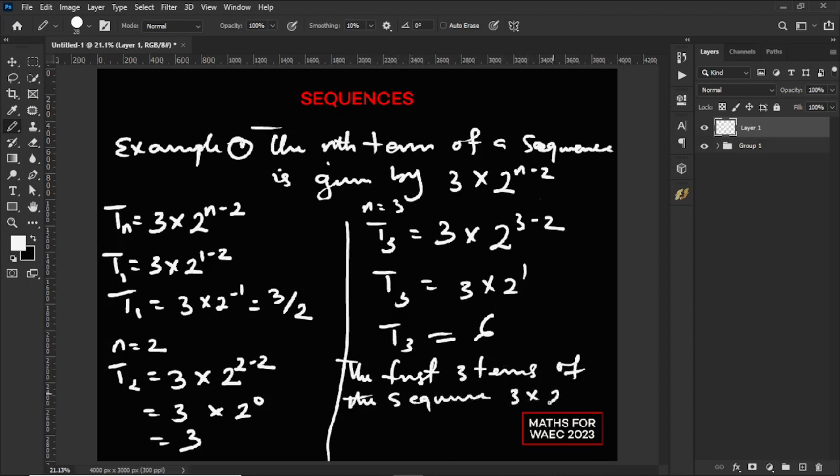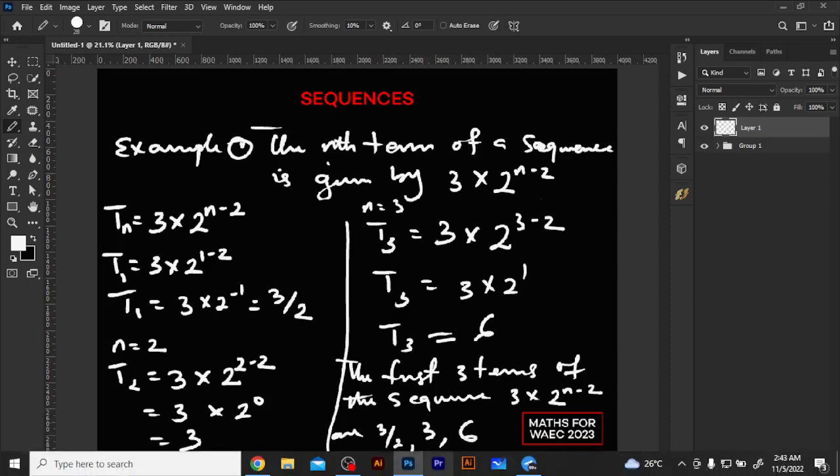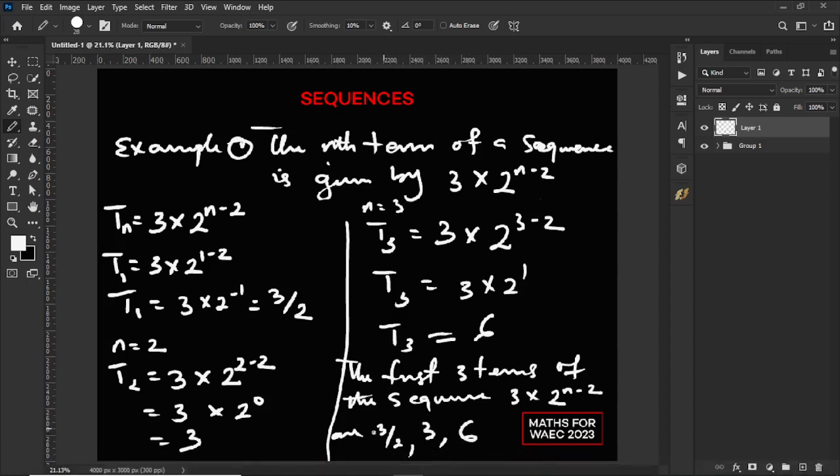3 times 2 raised to power n minus 2 are, the first one is what? 3 over 2. And the second one is what? 3. And the third one is what? 6. So these are the 3 terms of the sequence that they ask us to look for. Fine. So do you understand this now? Yes, sir. So you can take it down before we look at the next example.